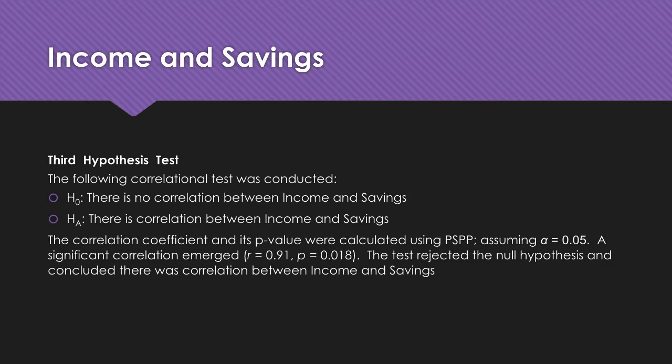The third test was the income and savings. So here the null hypothesis is there is no correlation between income and savings, and the alternative hypothesis is there is correlation between income and savings. So the correlation coefficient R and its p-value were found out using the PSPP software, and alpha was assumed to be 0.05. So based on that, a significant correlation emerged. R was equal to 0.91 and P 0.018. Here again, the test rejected the null hypothesis and concluded there was correlation between income and savings.